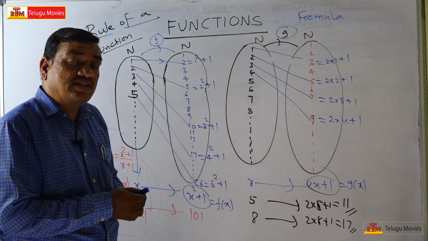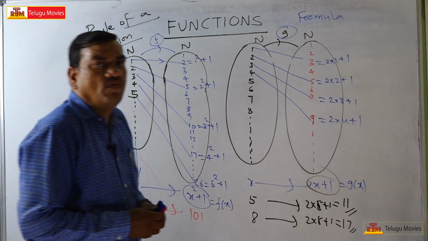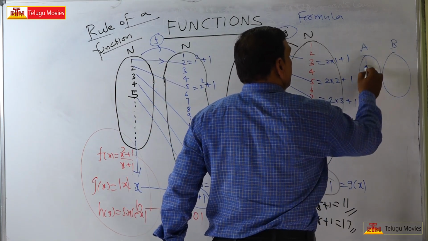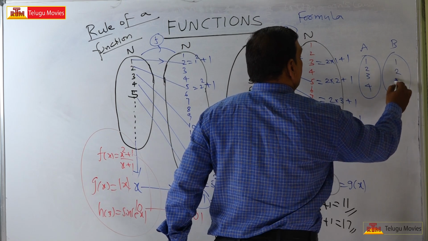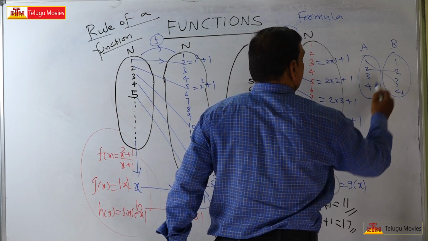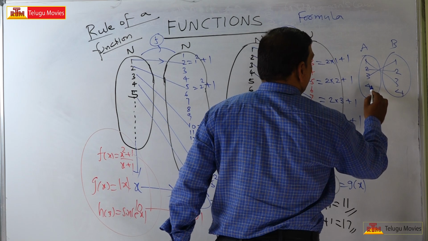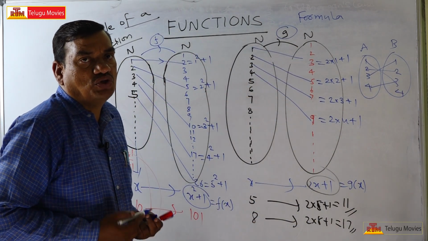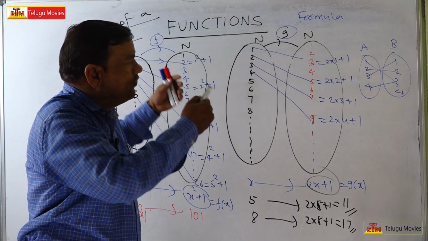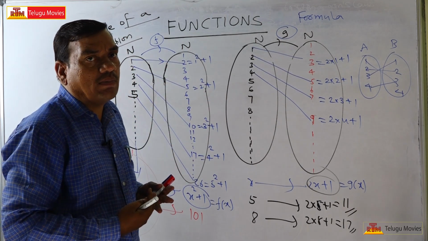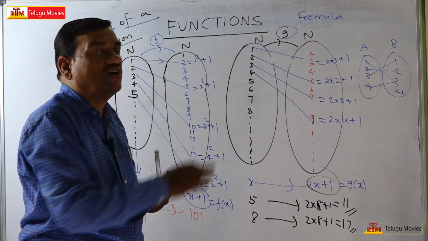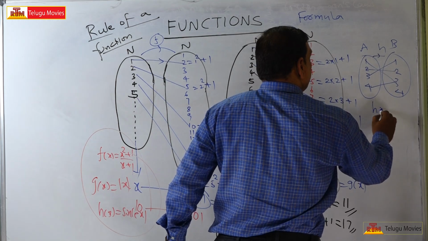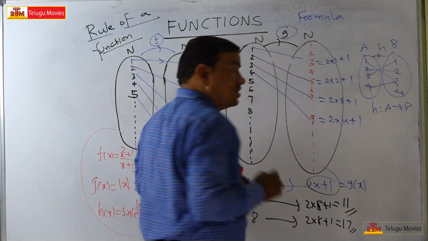Sir, there are some functions which do not have any rule. For example, take a set A and a set B. Here 1, 2, 3, 4 and 1, 2, 3, 4. 1 is attached to 2, 2 is attached to 2, 3 is again attached to 1, 4 is attached to 3. If you observe here, there is no rule, nothing. If you want to get a formula, you cannot get any formula. Then can we say that it is not a function? No, no, no. Yes, it is also a function. h from A to B is also a function.